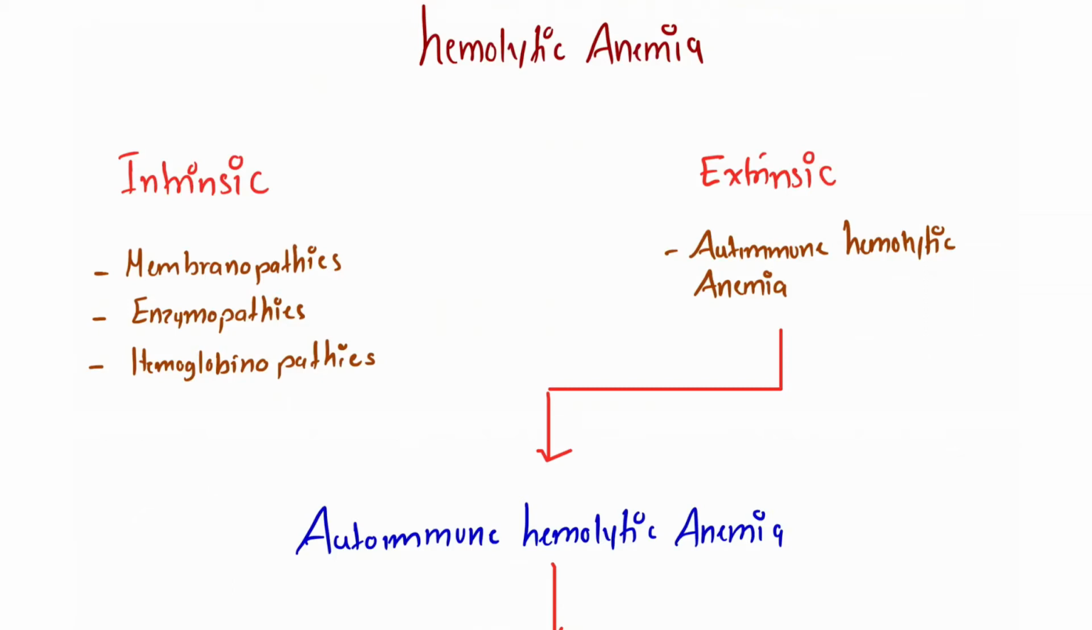Good evening. Our lecture today is about autoimmune hemolytic anemia. In the previous lectures, we classified the causes of hemolytic anemia into either intrinsic causes or extrinsic causes. An example of extrinsic causes includes autoimmune hemolytic anemia.